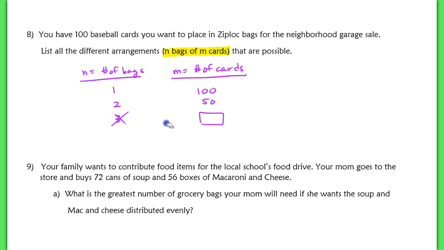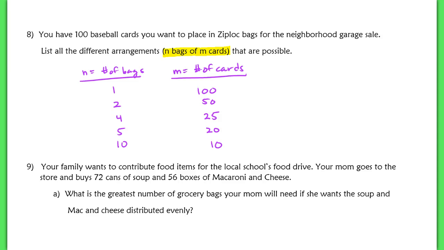So I'm going to skip 3 and I'm going to go to 4. And here I have 4 and 25 cards in each of those bags. If I increase to 5, now I would be putting 20 cards in each of those bags. Now if I continue to try to find additional factors here, I'm going to end up at 10 and 10. Okay. Now normally we would just stop here and say, okay, these are the different factors. So this question though is asking something a little bit different.